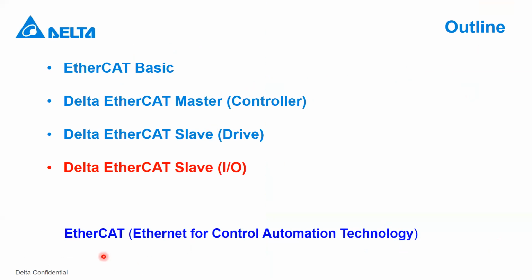So first of all, EtherCAT is the abbreviation of Ethernet for Control Automation Technology. So it's what we call EtherCAT. And for the EtherCAT, basically we will have master, meaning a controller, and slave. For slave, Delta has a drive and I/O.